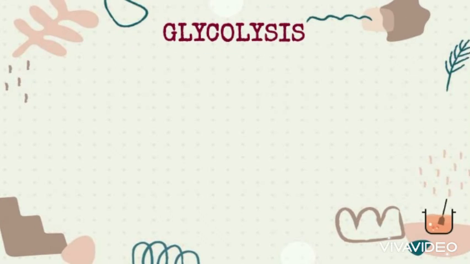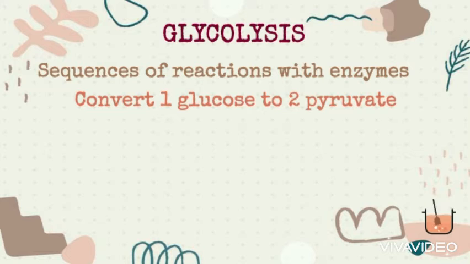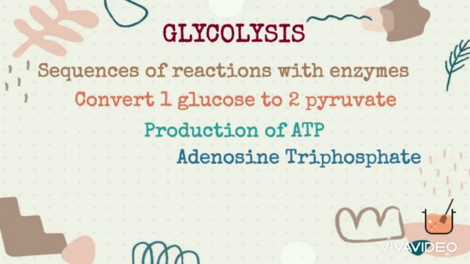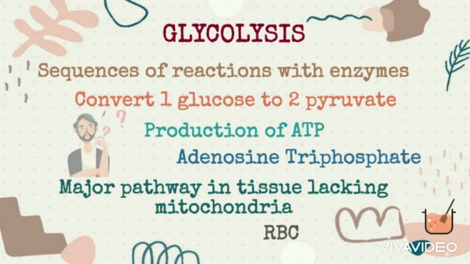Now, glycolysis is also a sequence of reactions with enzymes which converts one glucose to two pyruvate molecules with the production of ATP, the adenosine triphosphate, the energy. And glycolysis is the major pathway in tissues lacking mitochondria, such as red blood cells. Our red blood cells have no mitochondria, so in order to obtain energy, glycolysis is used.